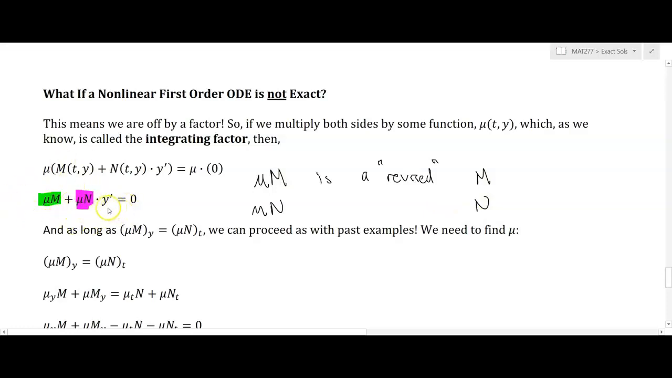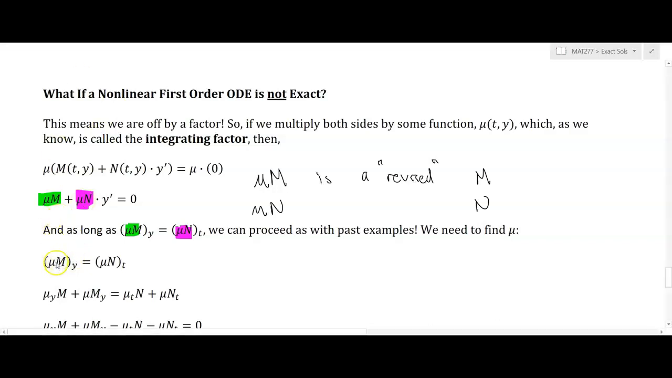We'll be able to use that multivariate chain rule as long as the derivative of this guy with respect to y is equal to the derivative of this guy with respect to t. Don't let that throw you off that it's mu m now. That's just some brand new function. And all we've done here is we've just scaled both sides of the equation to incorporate the piece that we need.